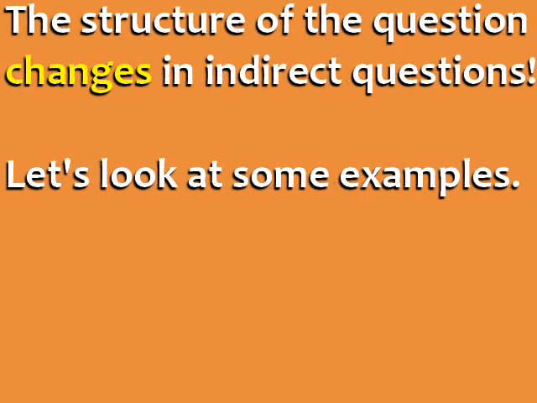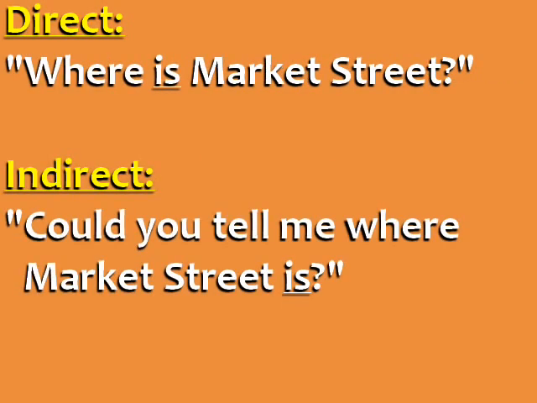Now, the structure of the question changes in indirect questions. Let's look at some examples. Direct. Where is Market Street? Indirect. Could you tell me where Market Street is? In indirect questions, forms of the verb to be, like is, are, and were, come after the subject, not before the subject.